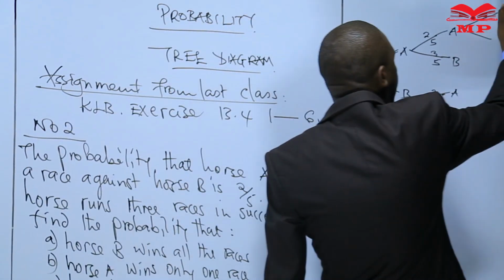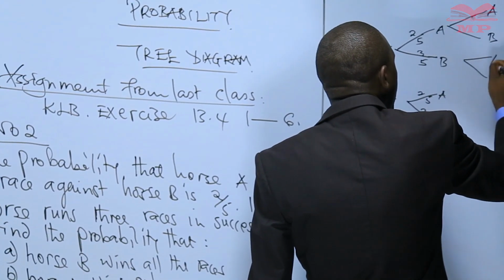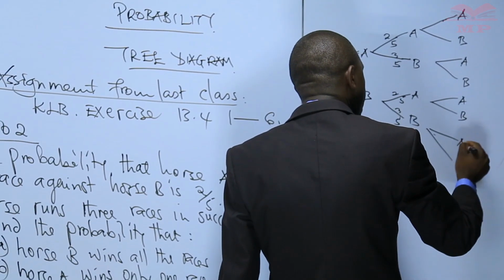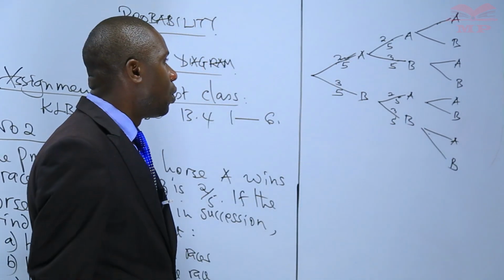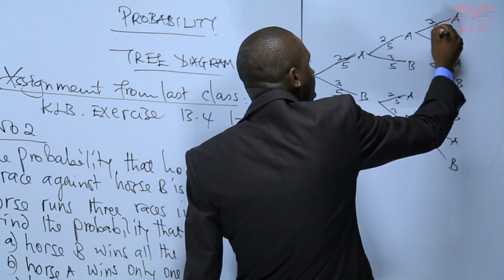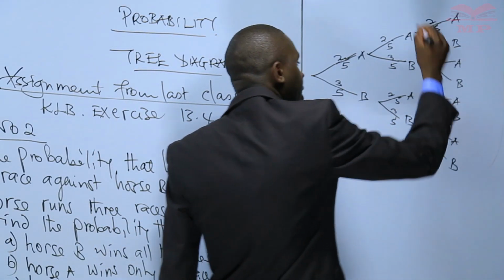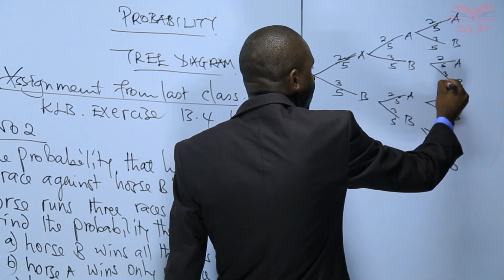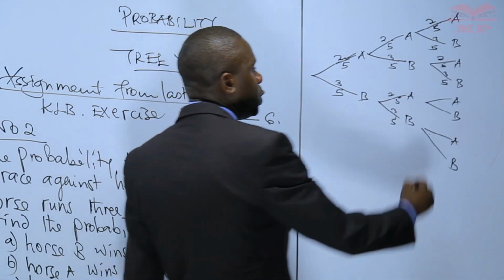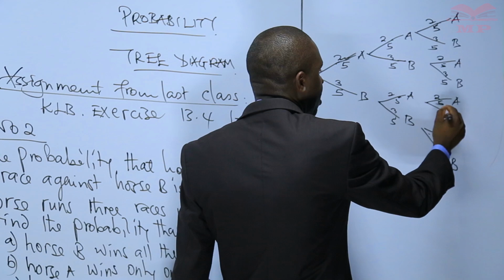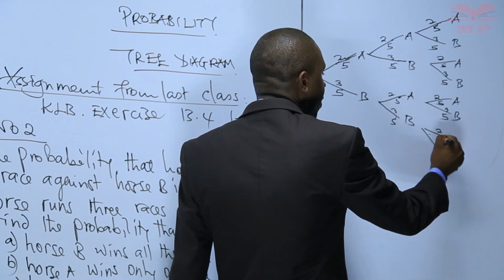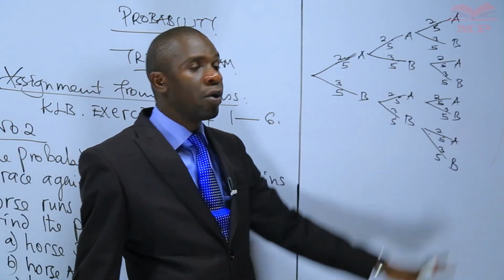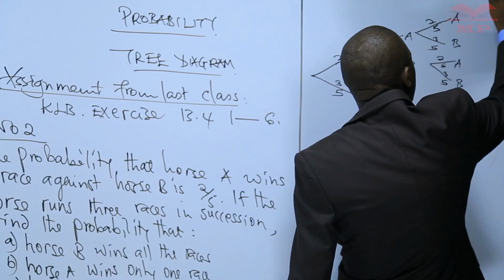In the third race, we'll again have A and B, A and B, A and B, and lastly A and B. Again here we'll have 2/5 for A and 3/5 for B in each instance. From there, the most important thing now is to come up with what we call the outcomes.